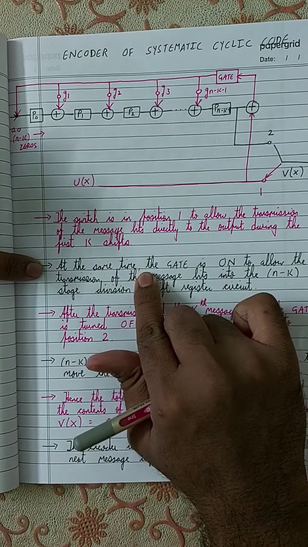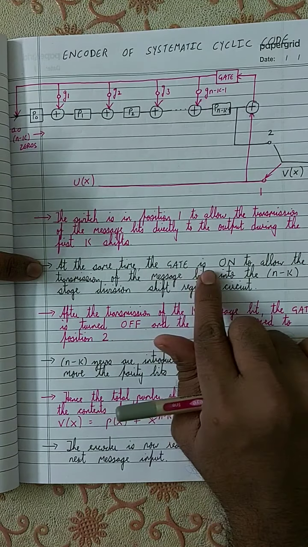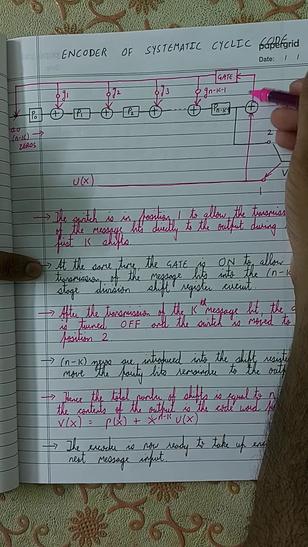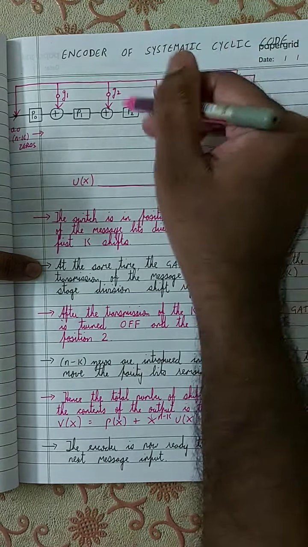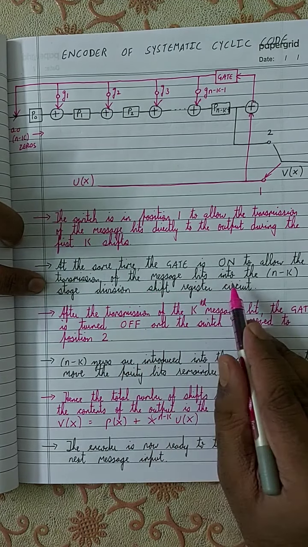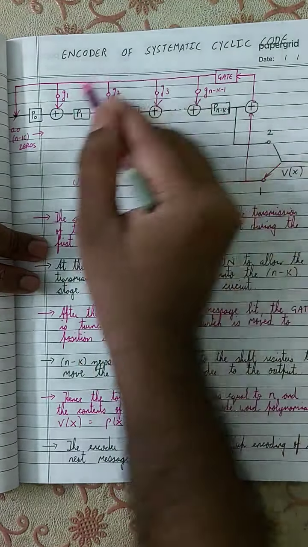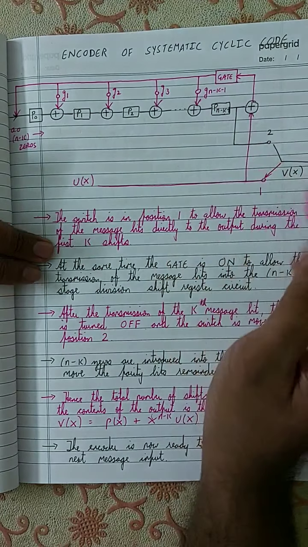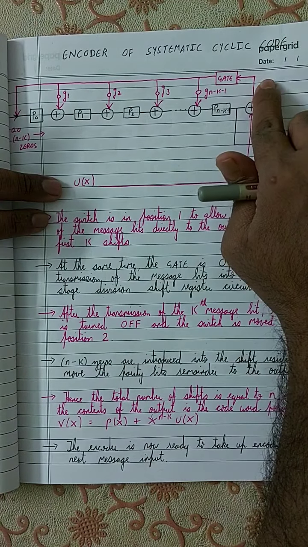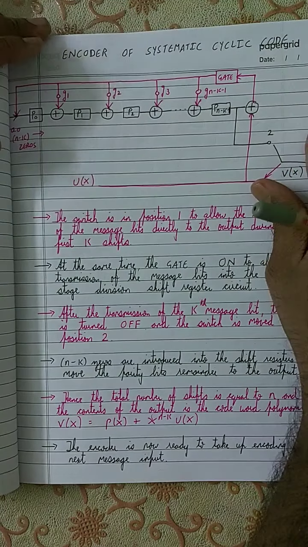At the same time, that is when the input bit is transmitted to the output, the gate is turned on. This gate over here is turned on. So therefore, this u(x) will also be transmitted into the division circuit. So at the same time, the gate is on to allow the transmission of the message bits into the (n-k) stage division shift register circuit. That is this division circuit. Okay, so during position 1, u(x) will go to the output, and u(x) will go into the division circuit. Okay, and the division circuit will start calculating the quotients, which you don't need to know.